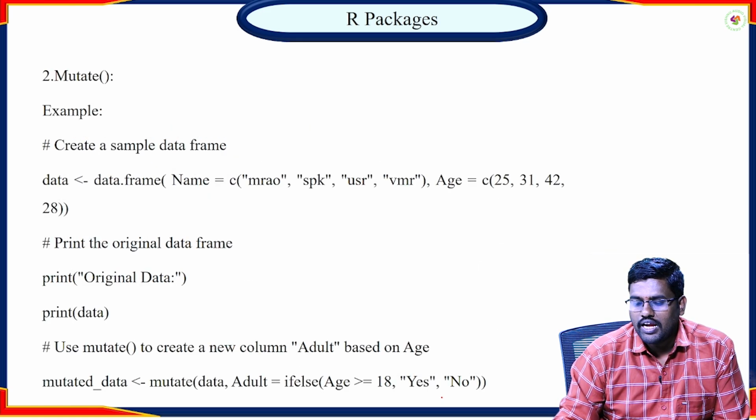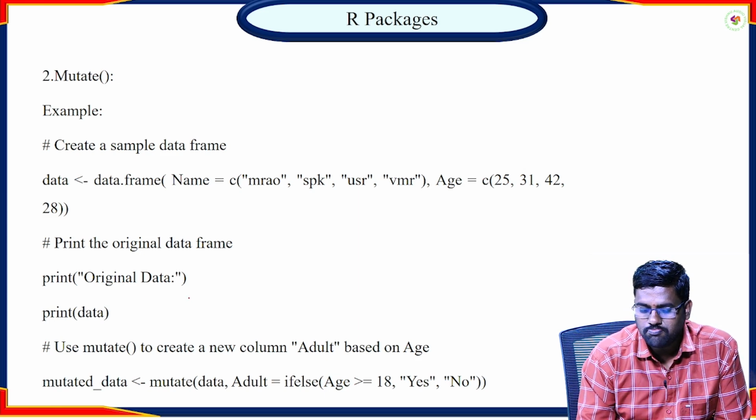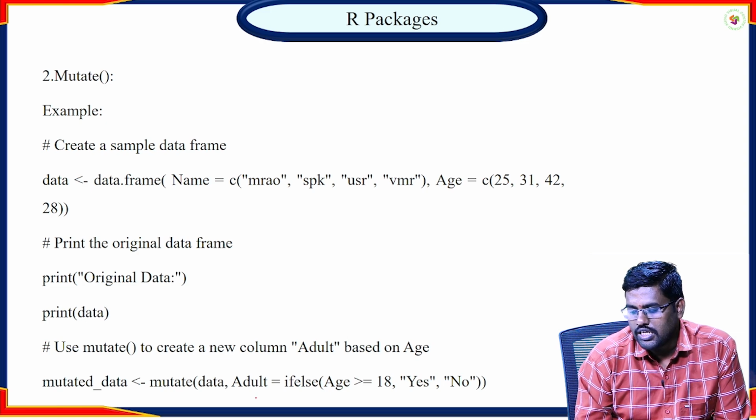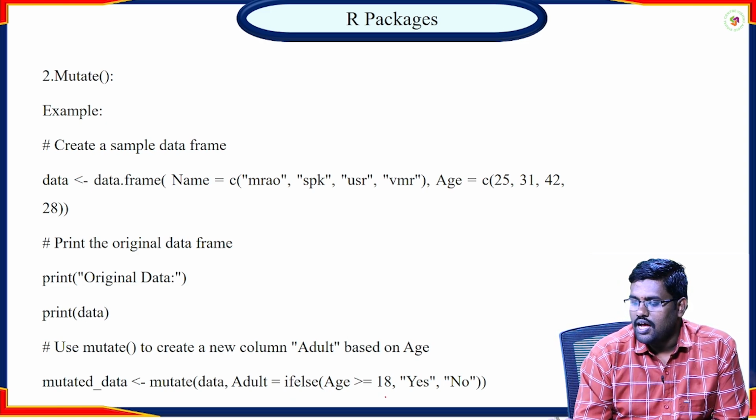Second one is mutate. Mutate is used to add an extra column to the existing data values. Now see, we are having the data values, that is name and age. So I want to print the original data. Next, mutated data is mutate of data comma adult equal to if else of age is greater than or equal to 18, we have to display yes, otherwise no.